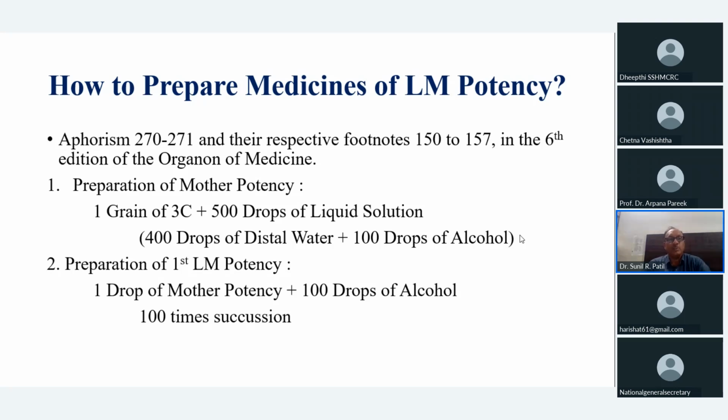Then after the preparation, for the first LM, one drop of the mother potency and 100 drops of alcohol are succussed several times. Then it produces the first LM potency. In this way you get the first LM potency with one drop. How you prepare the second potency onward, you can see in the aphorism. You can easily understand the preparation of the LM potency up to the 30th LM.